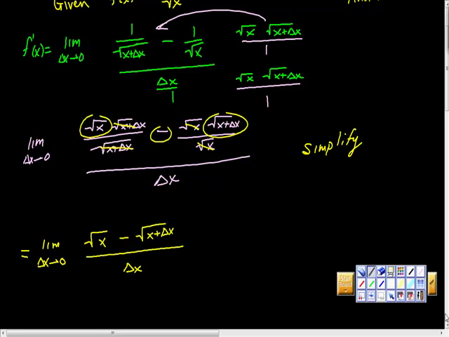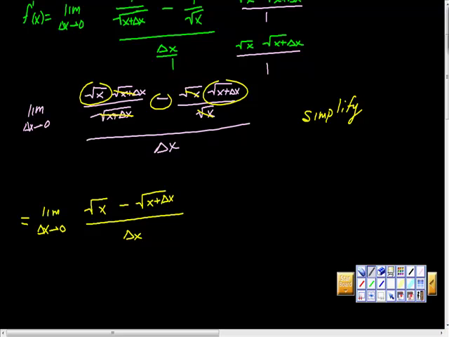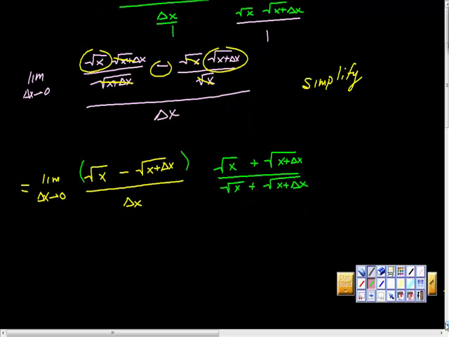Okay, so hopefully you have some strategy here, and hopefully you're seeing that we're going to use the conjugate. We're going to take the conjugate of this piece up here. Of course, the conjugate of this is a and this is b. If it's a minus b, we use a plus b. So we use the square root of x plus the square root of x plus change in x, all over the square root of x plus the square root of x plus change in x, multiplying by 1 using the conjugate of the numerator.